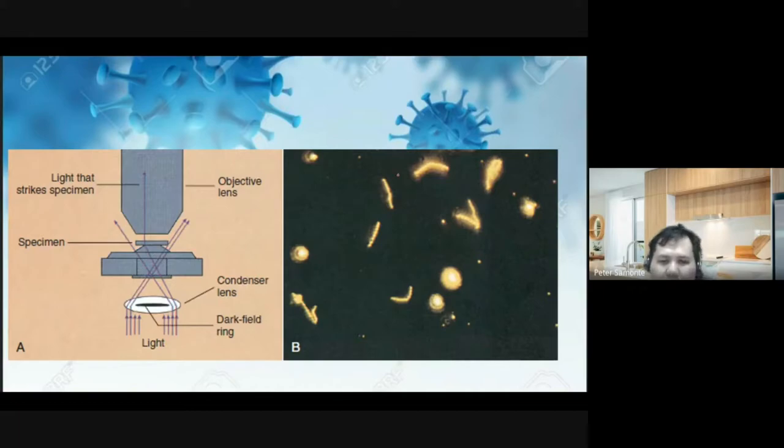Then here's an example, class, of your Treponema pallidum or your spirochetes. Spirochetes, class, would appear twisted. And they would appear bright against a dark field microscope. So for this part, class, you have your dark condenser ring. Light would pass and it would be bent, but certain light would not directly hit the entire space, or rather the entire background, making it dark. It would only reflect on the specimen. So if you notice, only one ray would hit the specimen, making it bright.